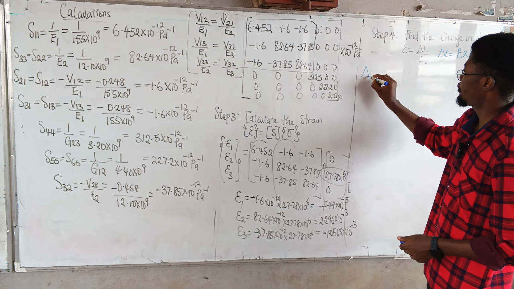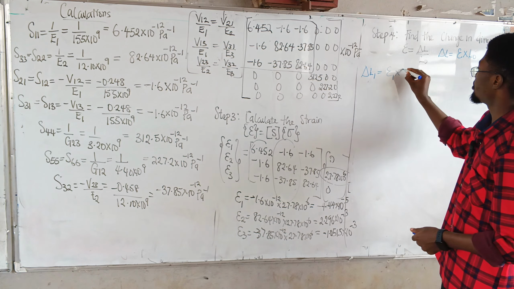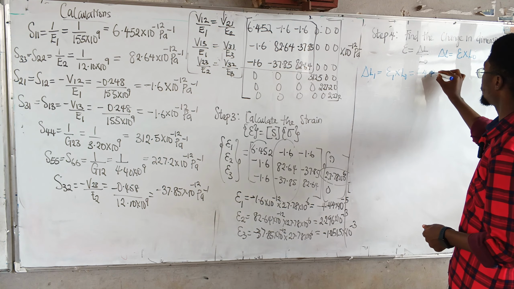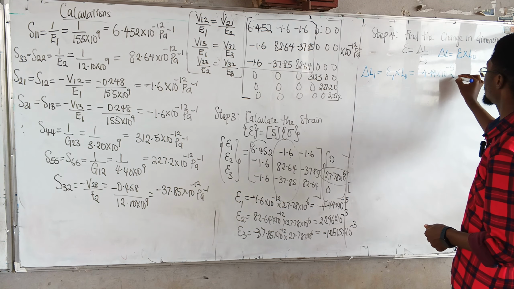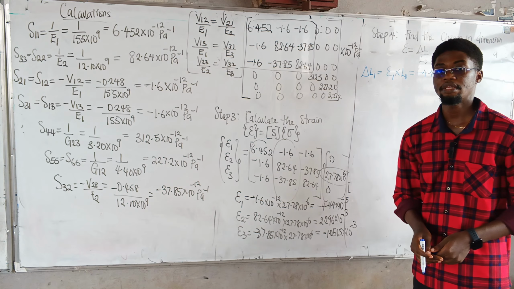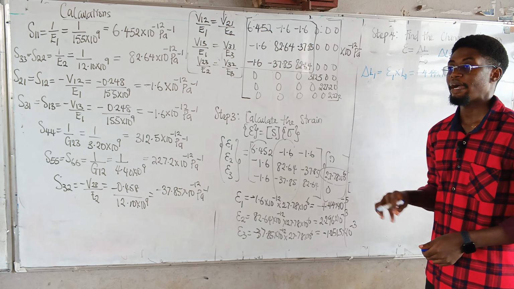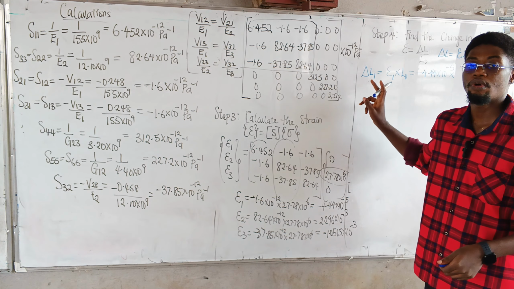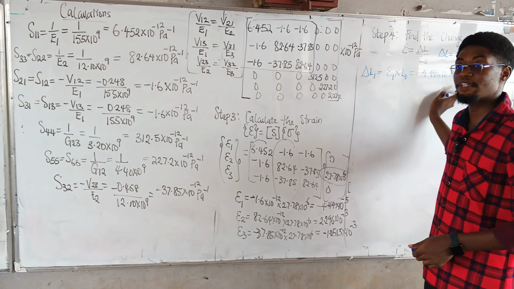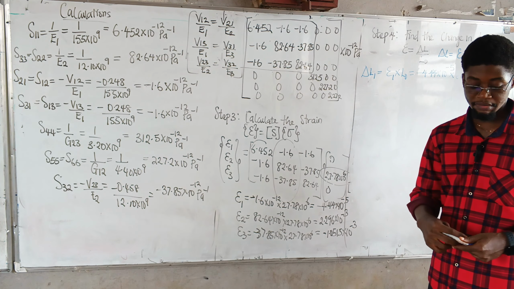So let's start with the first one. Change in L1: what will I have? Epsilon 1 times my original length. My epsilon 1 value is minus 4.44 times 10 raised to power minus 5. My original length is 16 millimeters. Now you can choose to keep your answer in meters or in millimeters. If I multiply by the length in meters, my final answer will be in meters; if I multiply by 60 millimeters, my final answer will be in millimeters. So I choose to keep mine in millimeters.